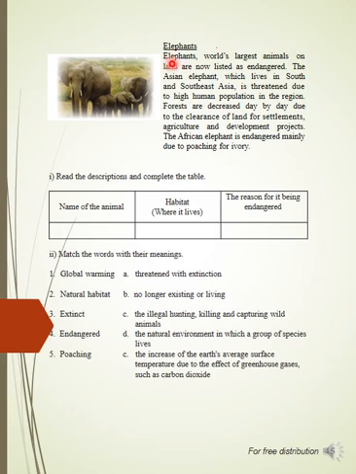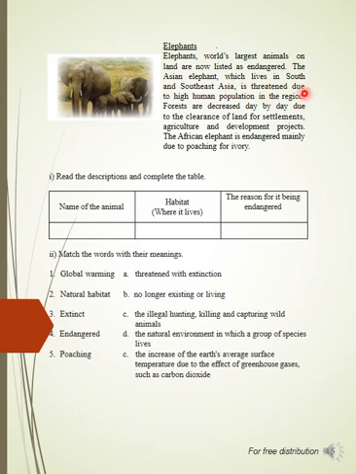The South Asian elephant, which lives in South and Southeast Asia, is threatened due to the high human population in the region. It means the elephants in Asia, mainly South and Southeast Asia, are threatened due to the high density of population or increasing population. They are in danger.